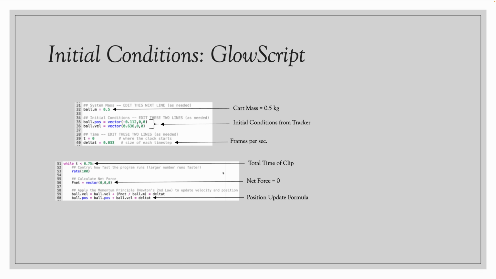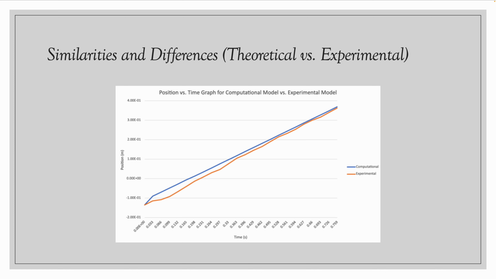Okay, after that, we used all that information and plugged it into GlowScript right here, especially our initial position and our velocity. And then we used the frames per second from our Tracker to find our delta t in our position update formula. So using our total time of the clip and knowing that net force equals zero, we used the position update formula to find the final position at the end of the entire clip, or our theoretical clip.